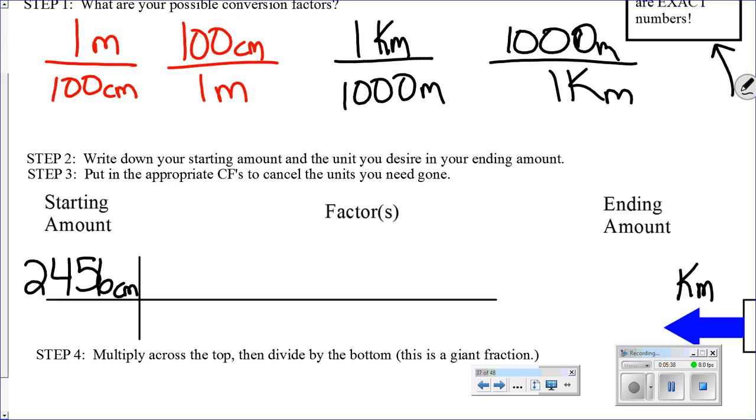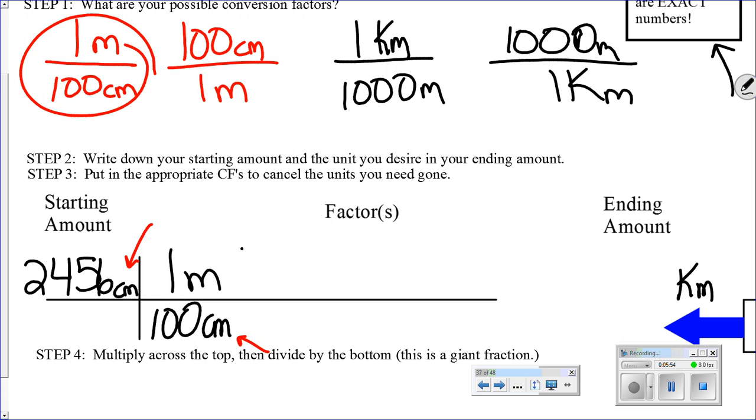So my goal first is to get rid of centimeters. So I have centimeters right here. I need centimeters right here to cancel things. So this conversion factor right here lets me put 1 meter over 100 centimeters, which will allow me to cancel my centimeters. In my next conversion factor, I have meters on top, and I need them to cancel. So I'm going to choose my conversion factor that puts meters on the bottom.